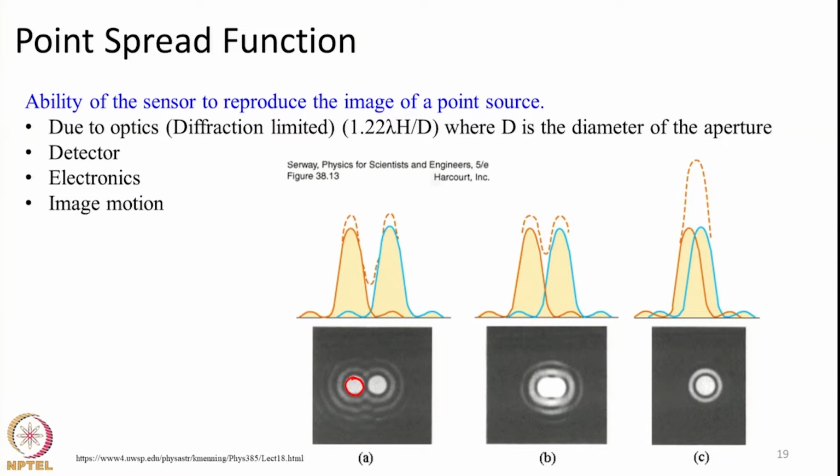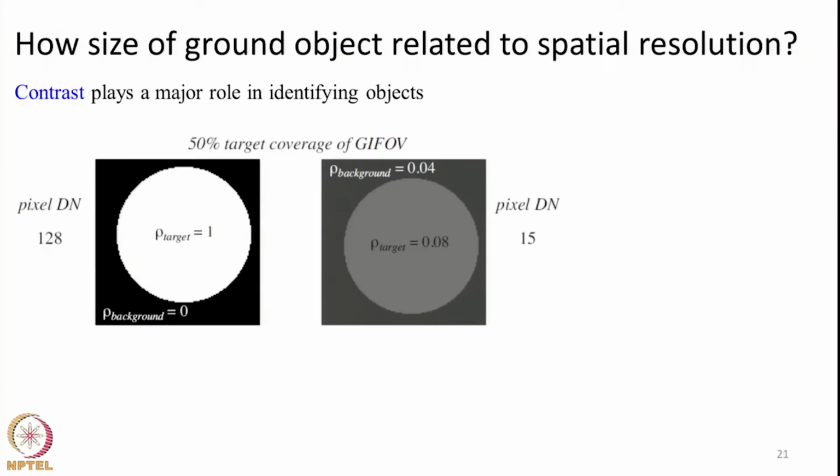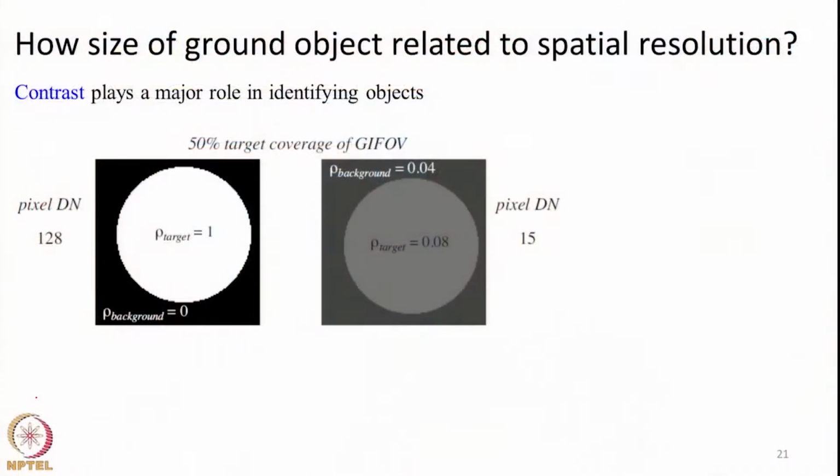We saw what point spread function is, a basic explanation I gave. Similarly, what MTF is, again another basic explanation I gave. Today we are going to continue with further details about how objects smaller than a pixel size can be detected. I already explained clearly that contrast plays a major role in identifying an object.